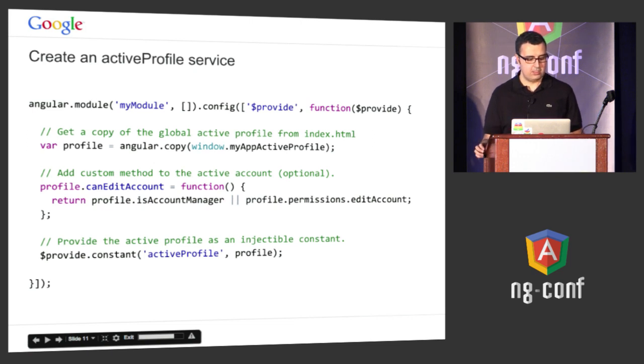And that's important because this way you can inject it into your service providers. So now the scenario that I described earlier with the help directive that displays help in different languages, I can inject the active user profile. It can check the active user profile language and configure it properly.